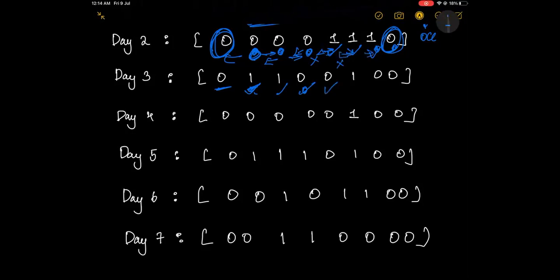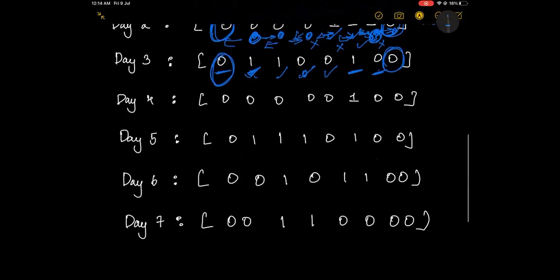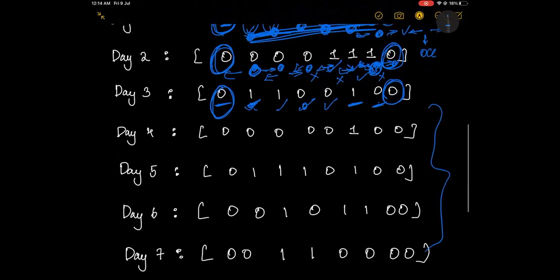Left and right are not equal, therefore this becomes 0. Left and right are equal, therefore this becomes 1. Now left and right for this one is unequal, therefore this becomes 0, and this would be kept as it is. So that is what we'll be following for the rest also.